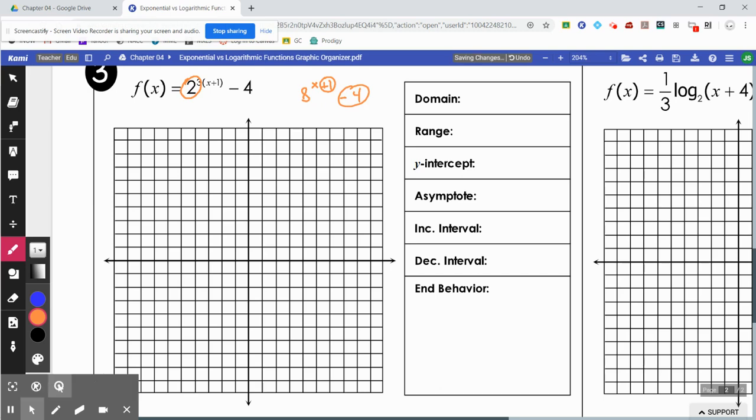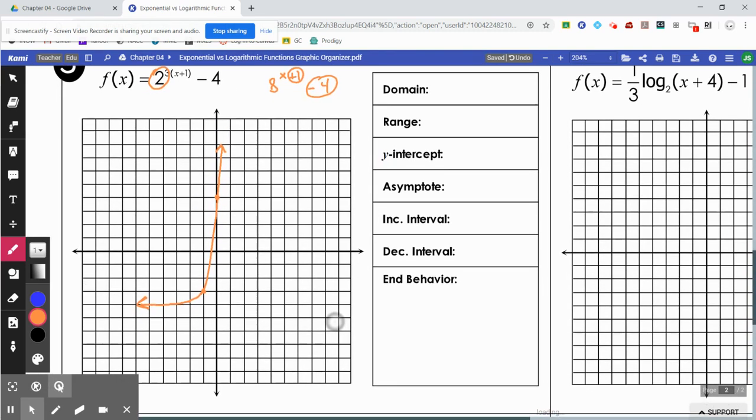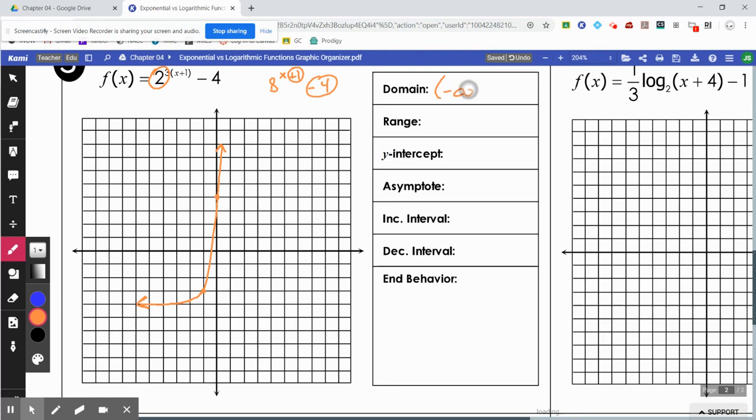Here's what it's going to look like. So there is your graph. Domain for an exponential function is all real numbers. The range, let's find your asymptote line first. Your asymptote line is y equals -4. Again, it got shifted down 4. It's normally y equals 0. So therefore, your range is going to be from -4 and up.